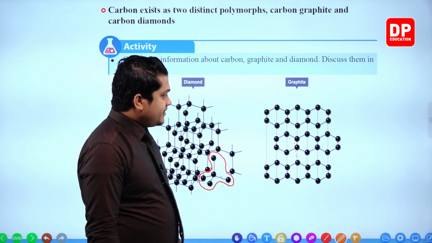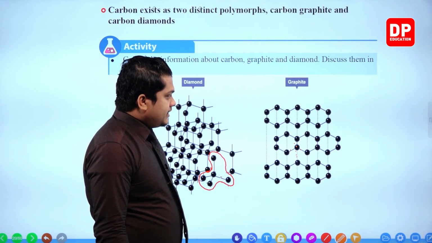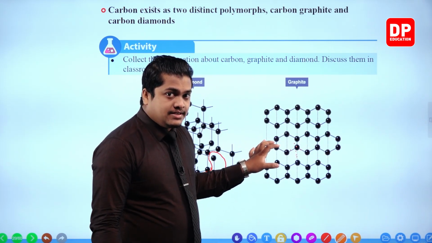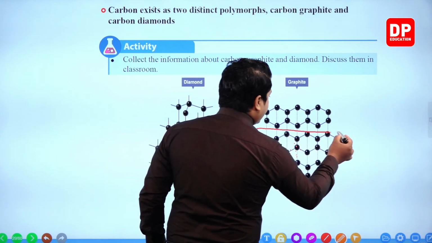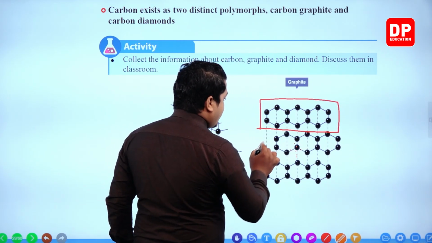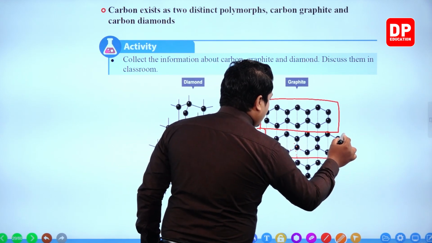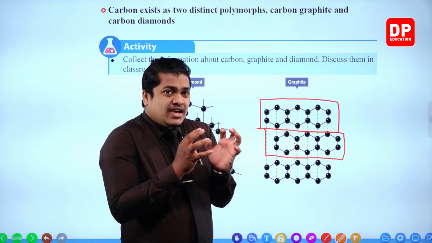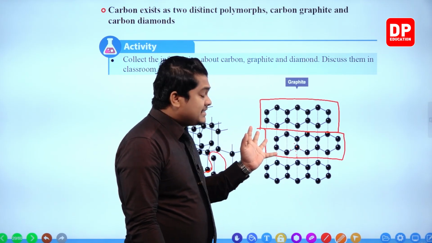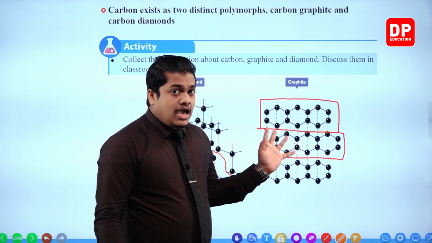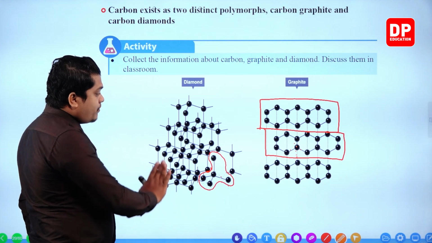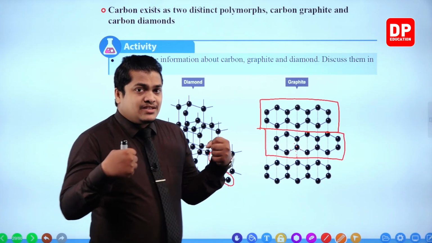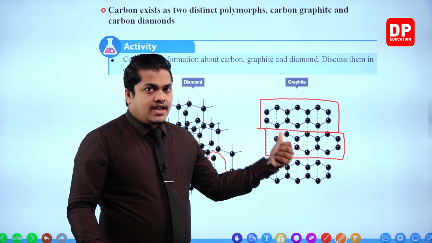That means, my dear children, in graphite, the carbon is arranged into layers like this. Layers. So this is one layer. This layer is bonded with this particular layer with very weak bonds. Not stronger bonds, but weaker bonds. That is why it is represented by using broken lines. However, that kind of structure cannot be observed in the diamond. So that's why diamond is much harder than graphite.